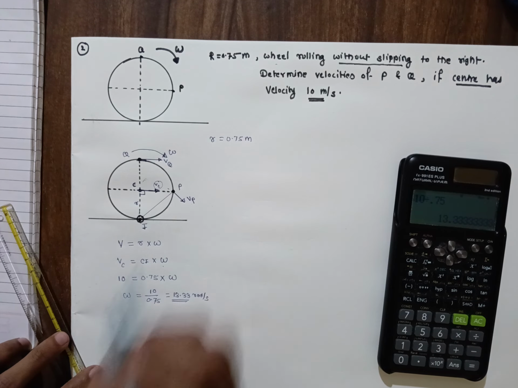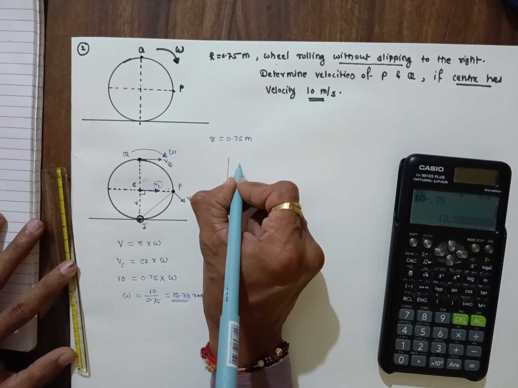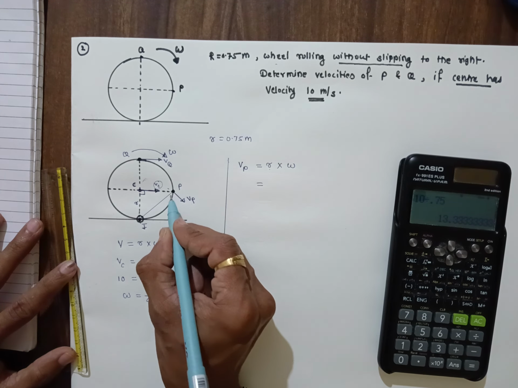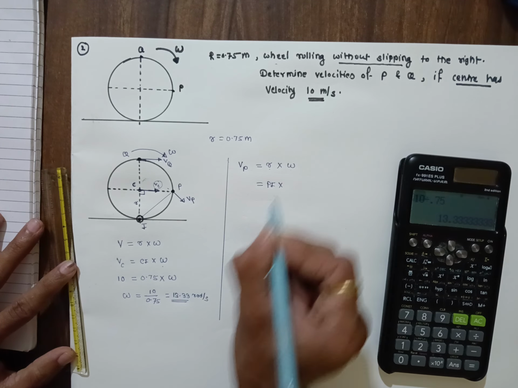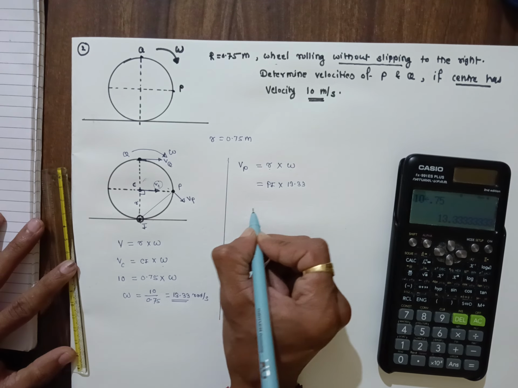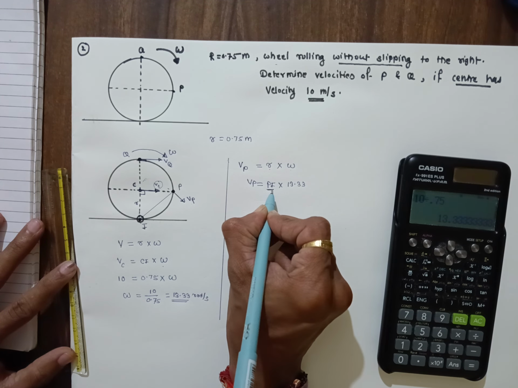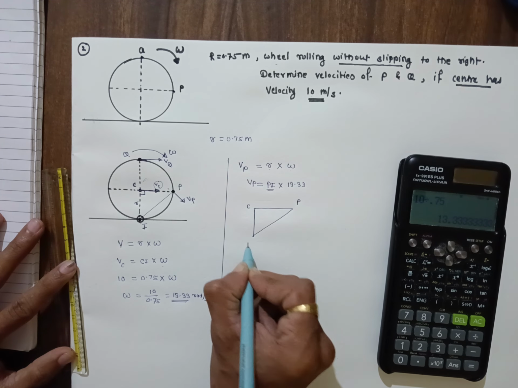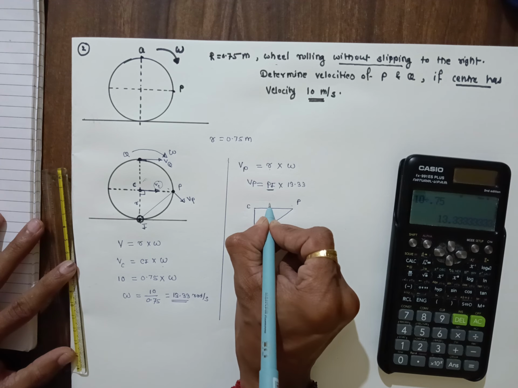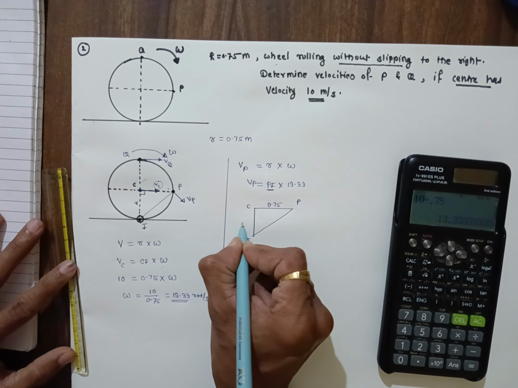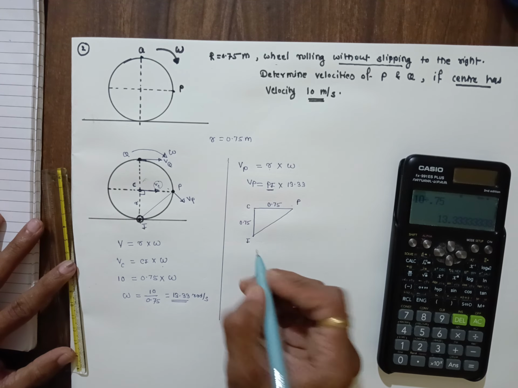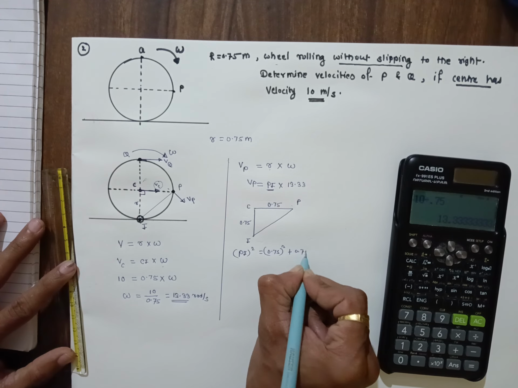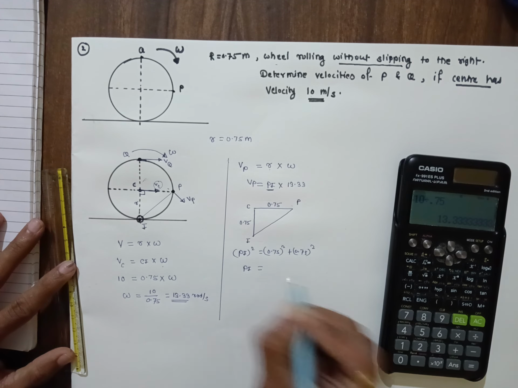Now consider the point P. For the point P, we can write Vp equal to R into omega. Here R will be the distance PI, and omega will remain the same, 13.33. Now our aim is to find the distance PI. So consider the triangle PCI. This is point P, this is the center point, and this is the ICR point. CP is nothing but the radius, so it is 0.75. CI is also the radius, so it is 0.75. To get PI, just use Pythagoras. So PI square is equal to 0.75 square plus 0.75 square. From this we can find the distance PI.